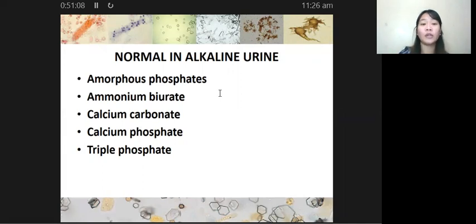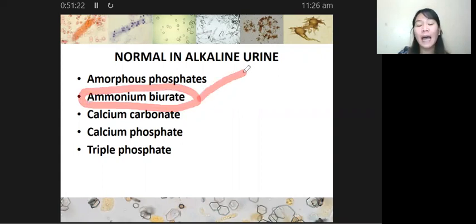Okay? Another exception is your ammonium biurate. Ito lang yung merong urate sa pangalan niya na nakikita sa alkaline. Bakit siya sa alkaline urine nakikita? Kasi this is due to the presence of ammonium. Okay? Kaya siya yung mas nangingibabaw. When it comes to this particular crystal, that's why it is seen in alkaline urine.